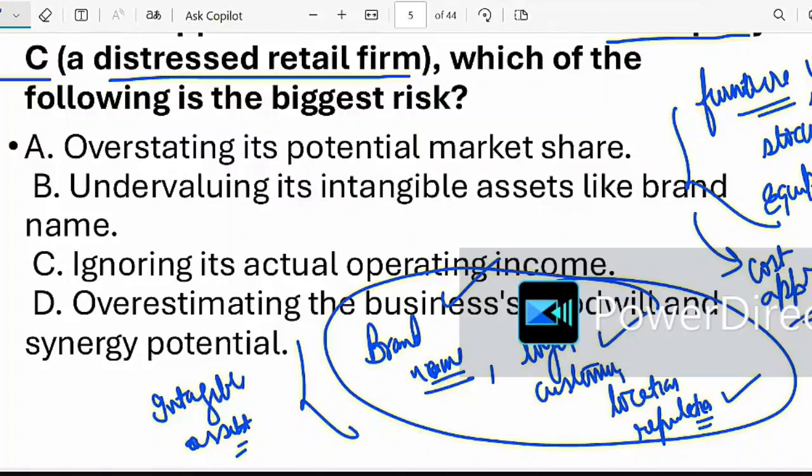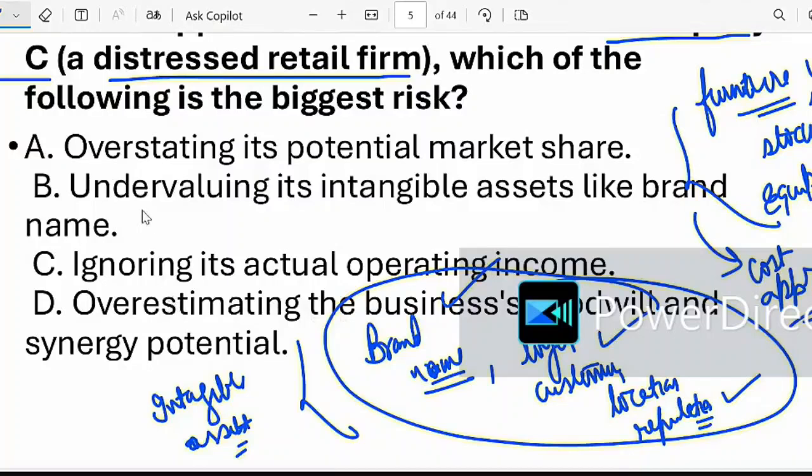Right. For example, you might have heard about Nokia phone. So Nokia phone has a huge brand reputation. Still, it is not that much in the market right now. But the Nokia word itself has a brand value associated with it. Similarly, this particular company has a brand name, loyal customers, location, reputation. These are intangible assets, and these are not captured by the cost approach.